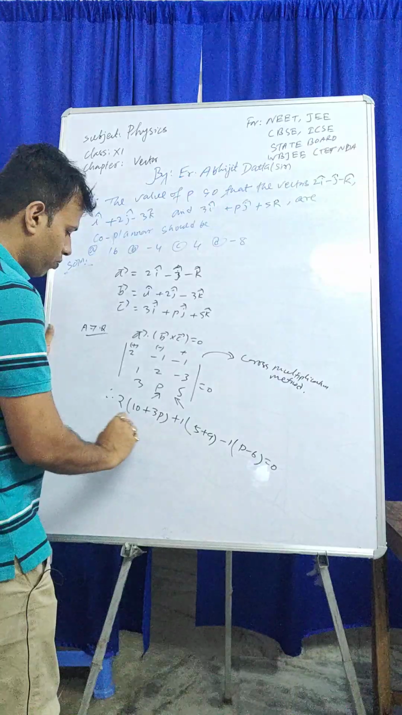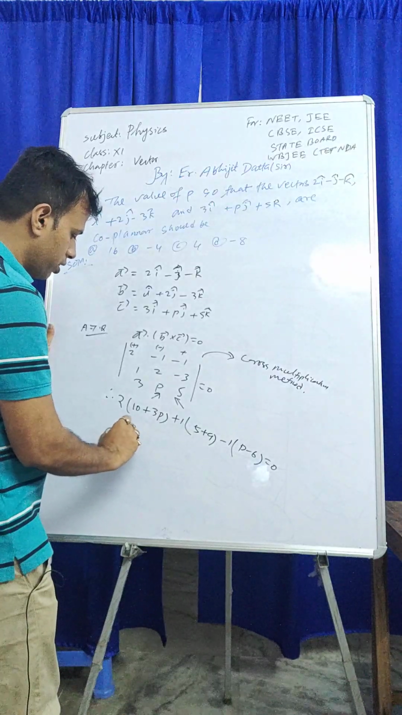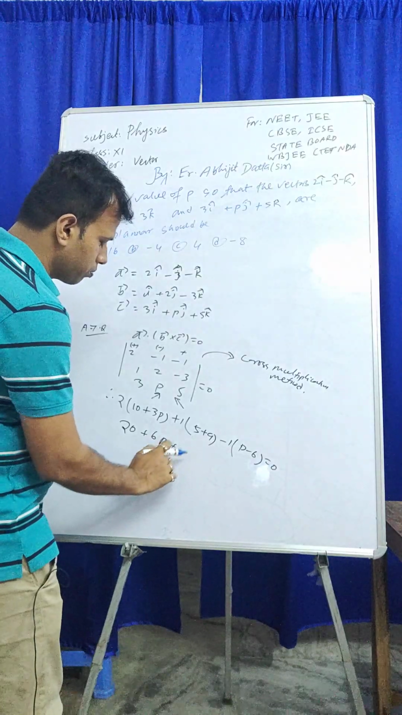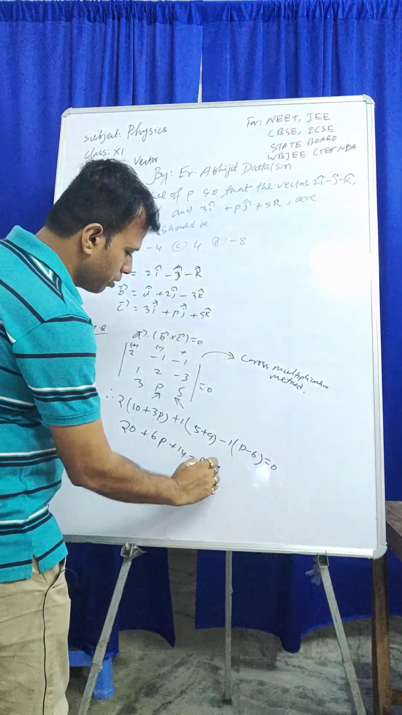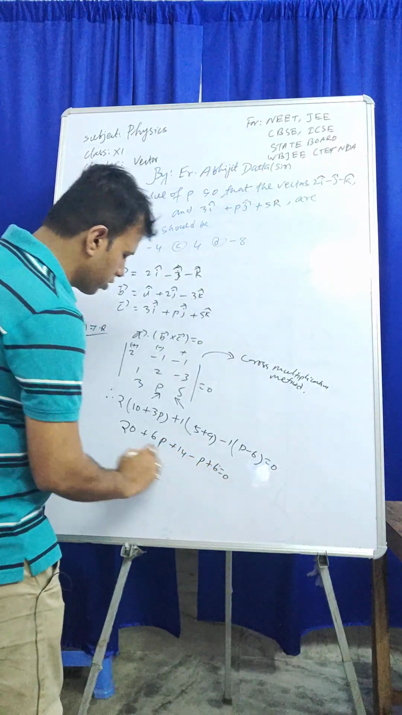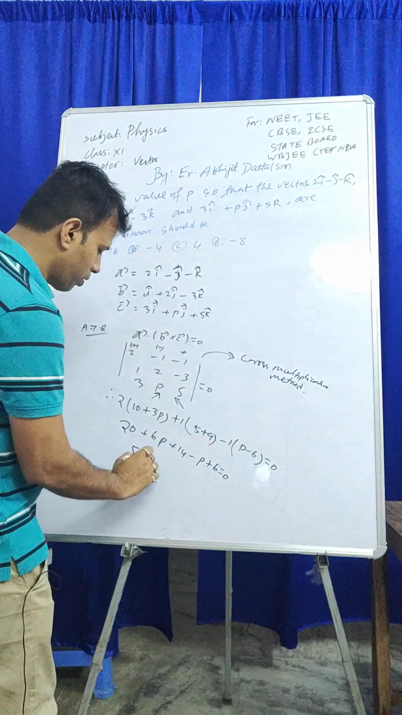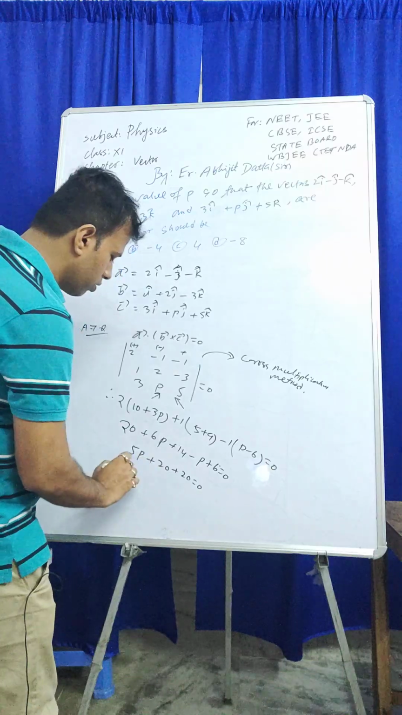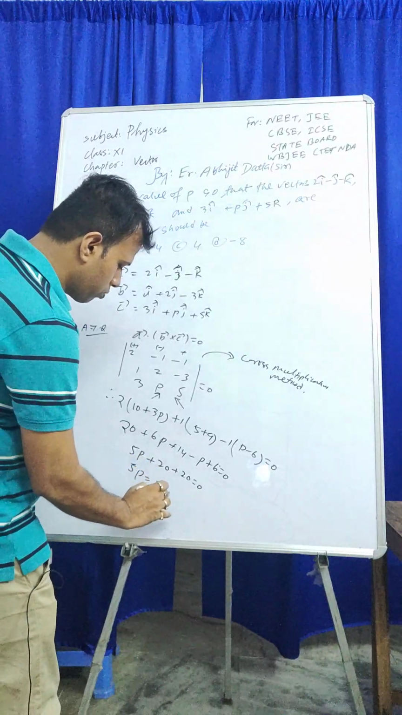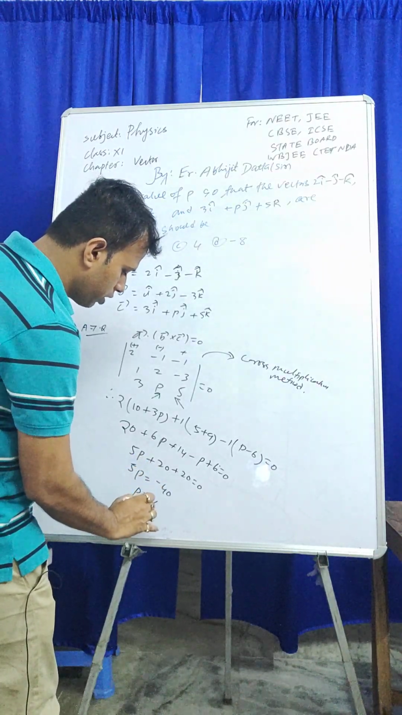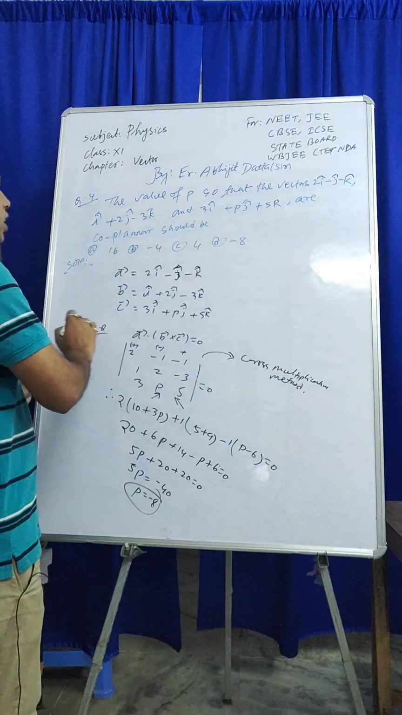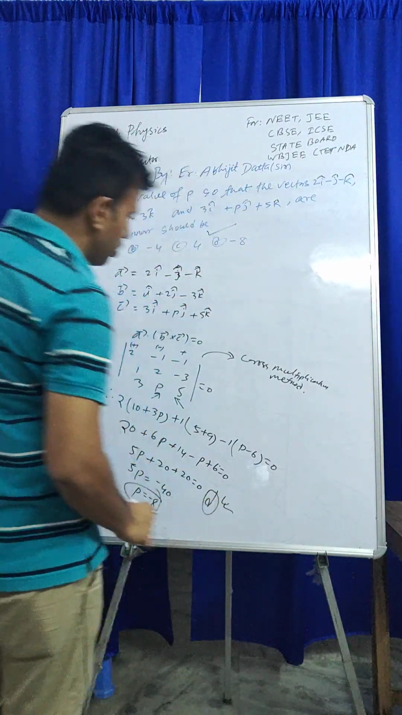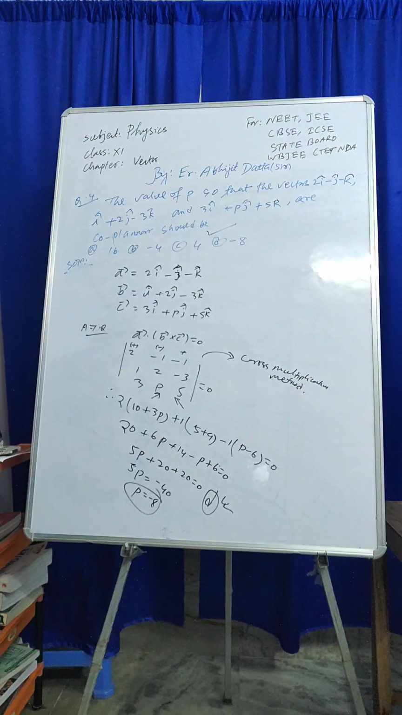From that we can find that 20 plus 6p plus 5 plus 14 minus p plus 6 is equal to 0. That is 5p plus 20 plus 20 is equal to 0. So 5p equals minus 40, so p equals minus 8. So minus 8 is the correct answer. Which option? D. Option D is the correct answer. It is called cross multiplication or determinant.